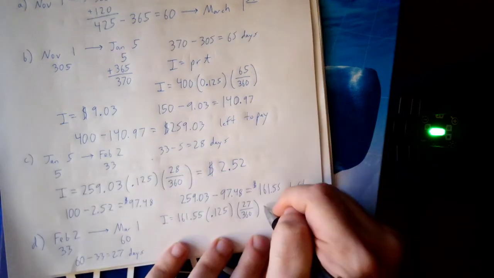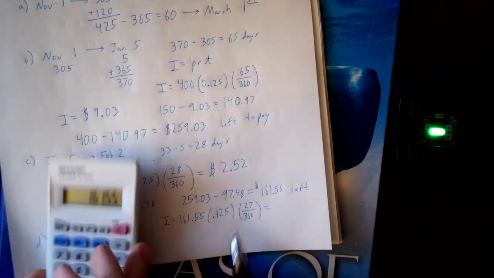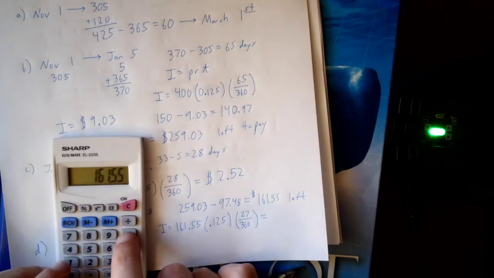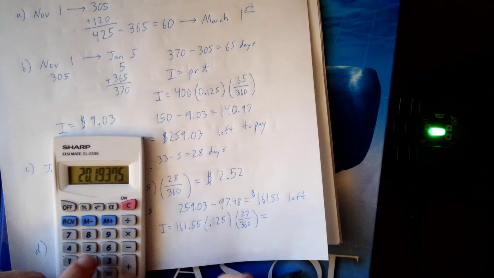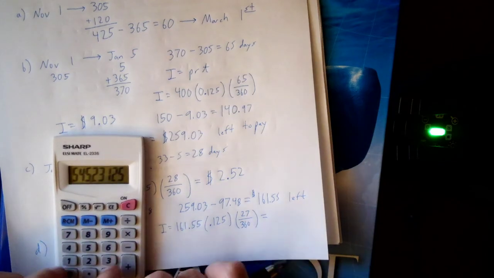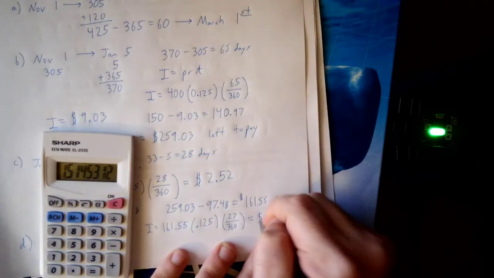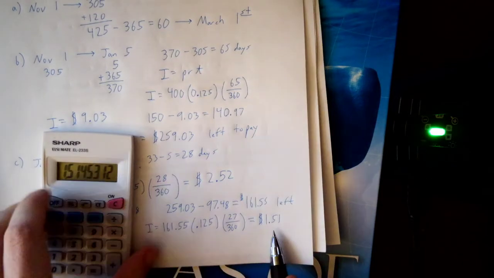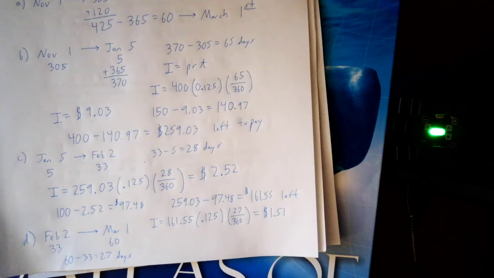27 over 360, which tells me how much interest am I making between February and March? Well, 161.55 times 0.125 times 27 divided by 360 is about $1.51. So I have $1.51 in interest built up until the due date. So how much is left to pay?